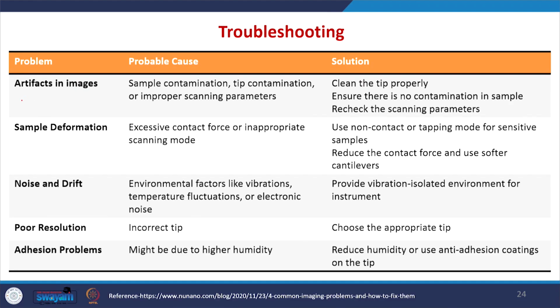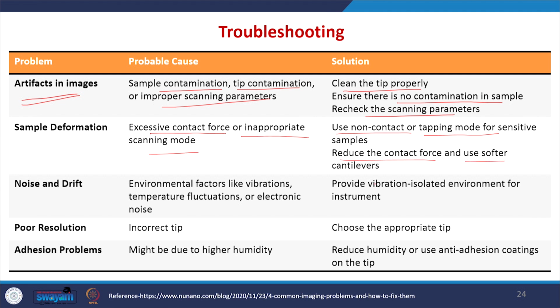Let us see some of the challenges in AFM imaging and how to overcome those challenges. The first one is, if you are facing artifacts in images, it may be due to sample contamination or tip contamination or improper scanning parameters. So, clean the tip properly and ensure that there is no contamination in the sample, and also recheck the scanning parameters. The next problem is sample deformation. It may be due to excessive contact force or inappropriate scanning mode. How can we overcome that? We can use non-contact or tapping mode for sensitive samples, or we can reduce the contact force and use softer cantilevers.